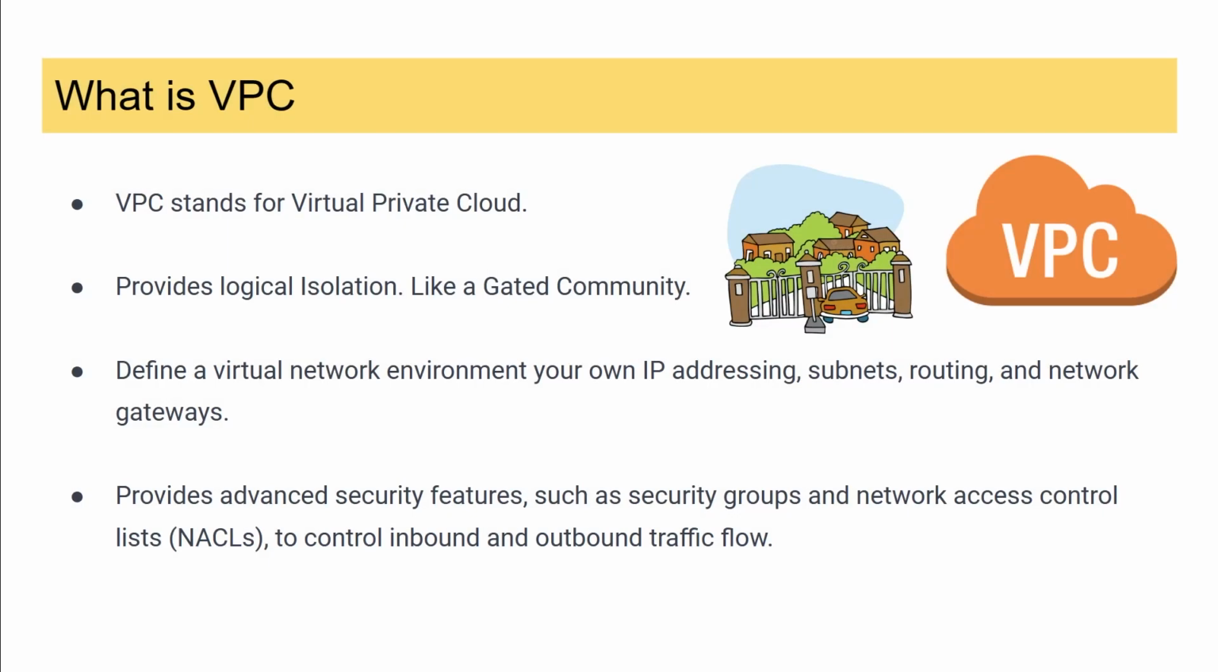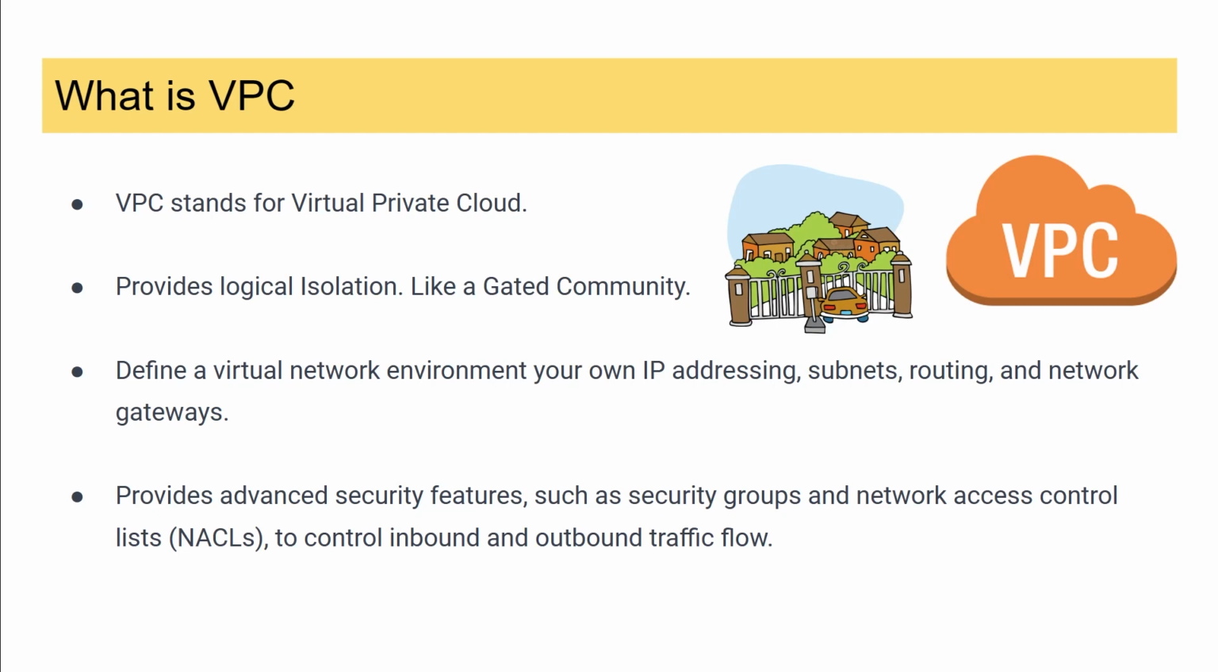What is VPC? VPC stands for Virtual Private Cloud. The primary purpose of a VPC is to provide logical isolation. You can think of a VPC as a gated community in the real world. A gated community is separated from other areas with high walls, a fence, a gate, and a security guard who monitors who is getting in and who is getting out, keeping a track record of them. VPC provides similar functionality in the AWS Cloud.